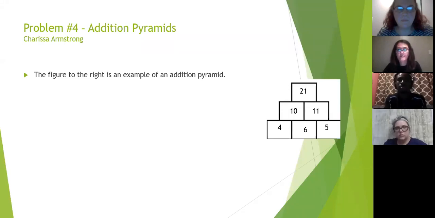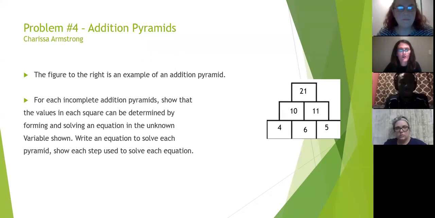So let's solve some. For each incomplete addition pyramid, you need to show the values in each square by forming and solving an equation in the unknown variable. And you need to write an equation to solve each pyramid and show your work. So let's go ahead.